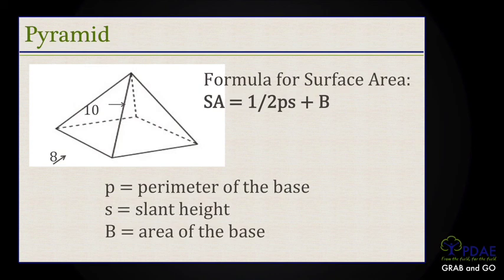And B is still the base, but since it's a square, we have a different formula, side times side, for the area of the base. So going forward, let's use these formulas and see if we can solve for surface area of a square pyramid.